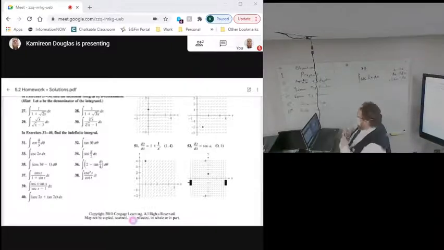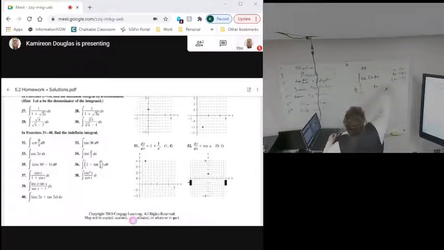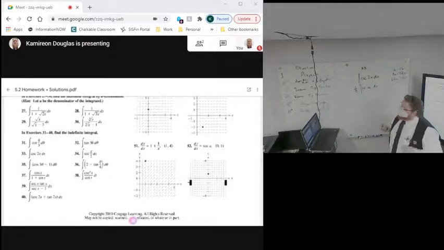And now I make my change. The 1/2 I will move out front. The dx I replace with du. So I have 1/2 du in place of dx. Everywhere I see a 2x, I replace with u, so cosecant u. And now I have the new function.